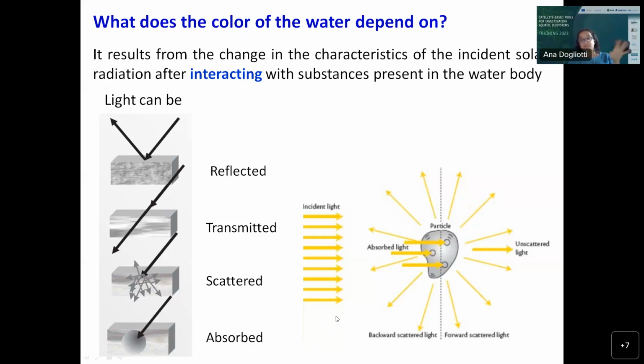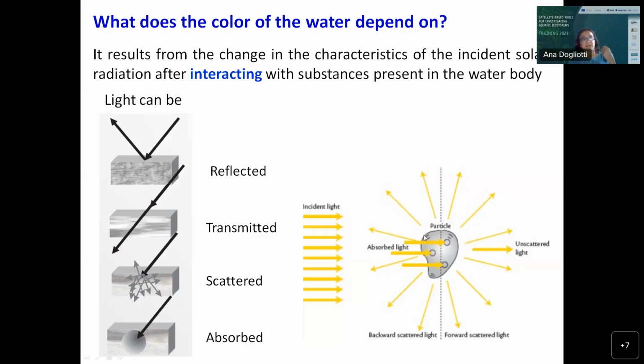So it is transformed. And you can see another way of looking at it on the right. You can see the incident light interacting with a particle, and the change of direction, which is all the scatter in arrows. We can also divide it into what we call backscattered light, which is what is scattered in the backward direction, where the incident light comes from, and forward scattered light, or forward scattering, which is the part of the light that is scattered in the direction opposite to where the light comes from.